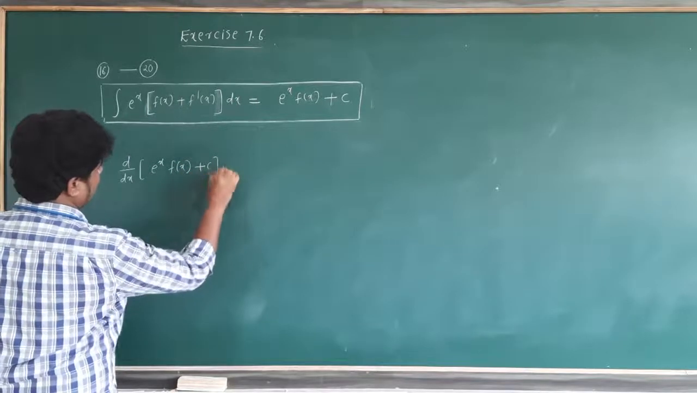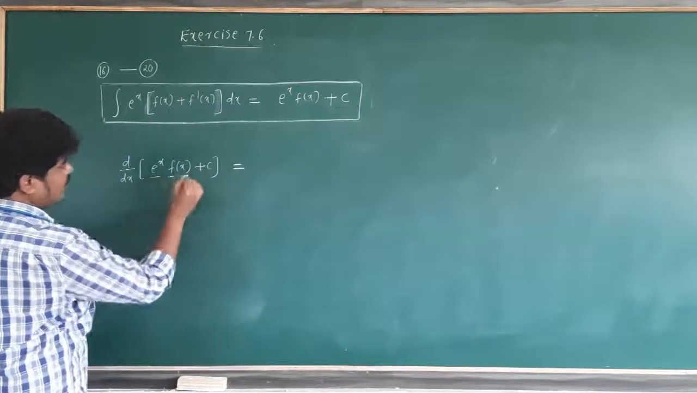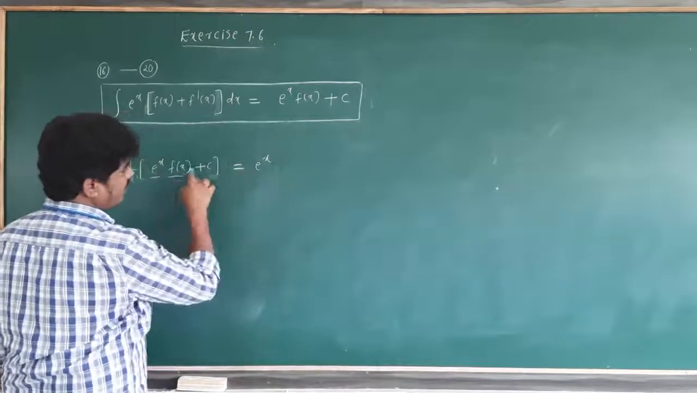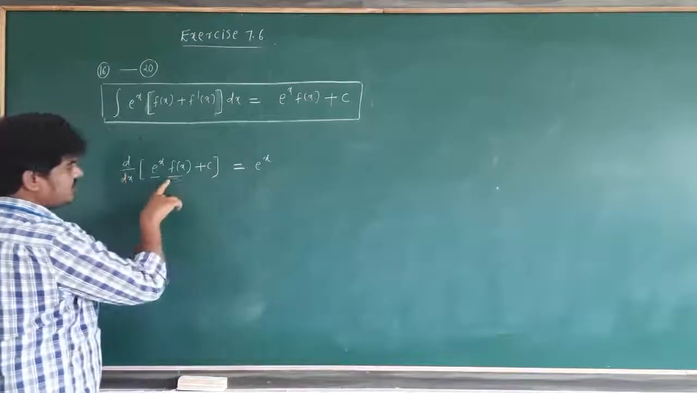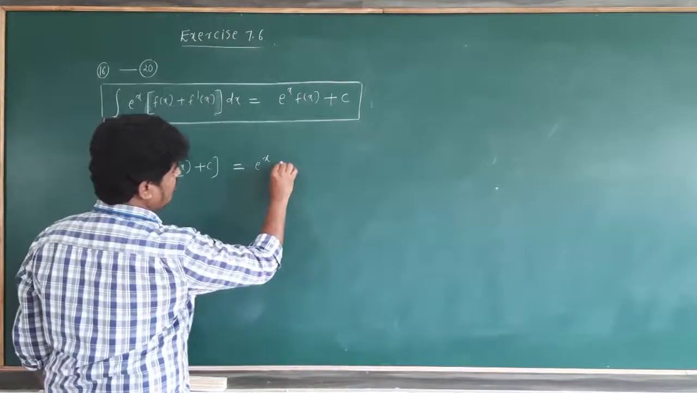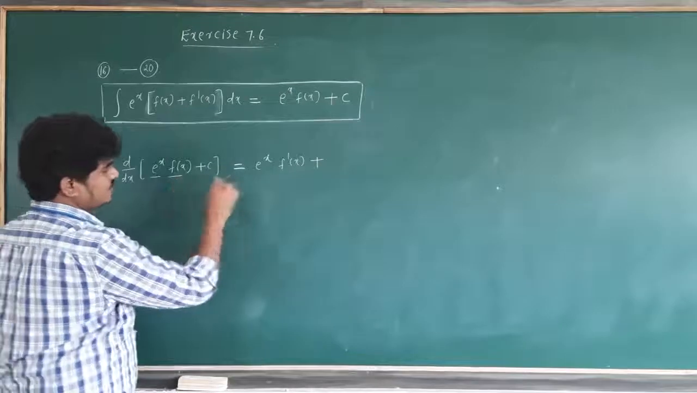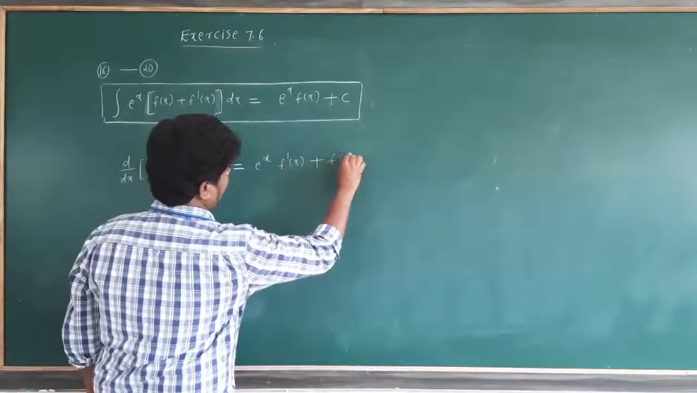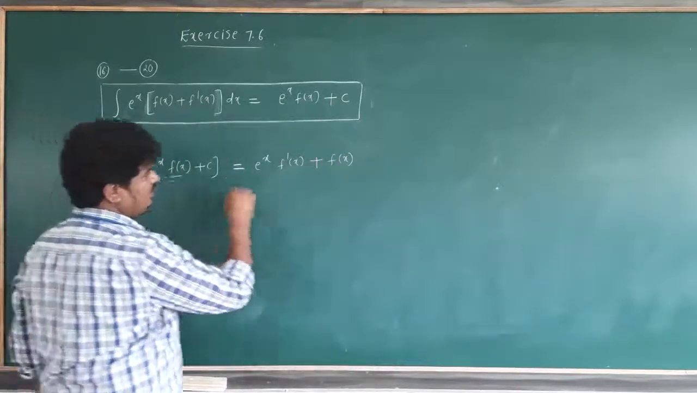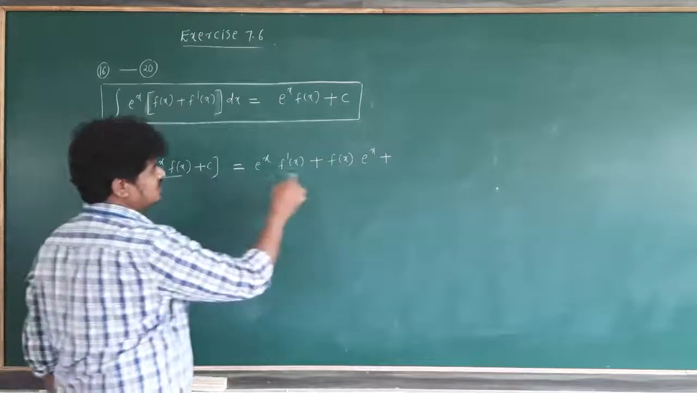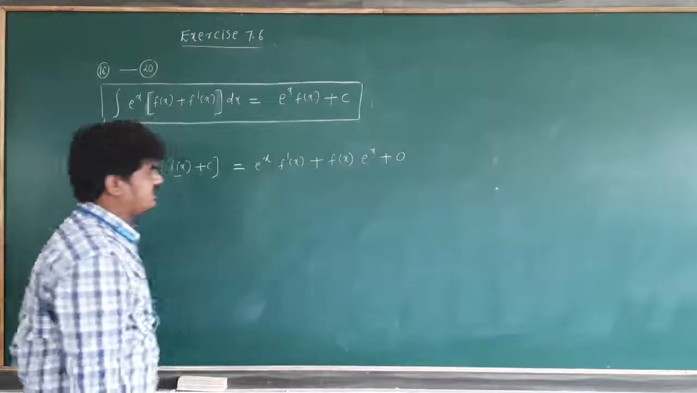For these two you should apply UV. First function e power x, the derivative of second function. What is second function? F of x. The derivative of f of x is f dash of x, plus second function f of x, the derivative of first function. What is e power x? E power x, plus the derivative of c is 0 because it is a constant.